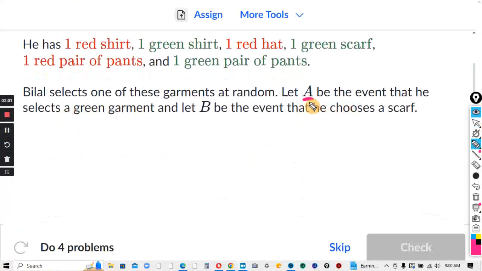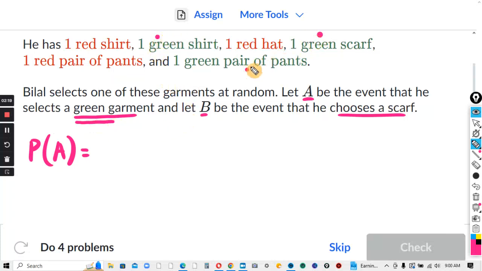All right, A means that he selects a green garment, and B means that he chooses a scarf. So the probability of A, which is going to be a green garment, how many green garments are there? 1, 2, 3. That's going to be 3 out of how many? 1, 2, 3, 4, 5. 3 out of 5.